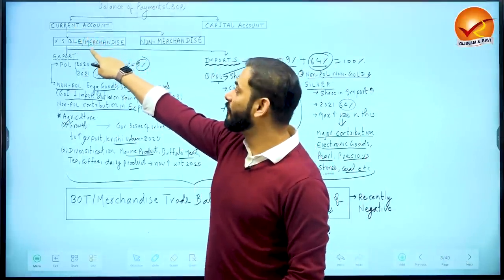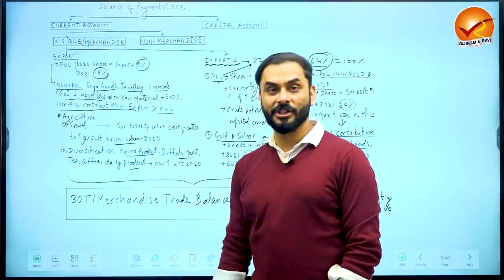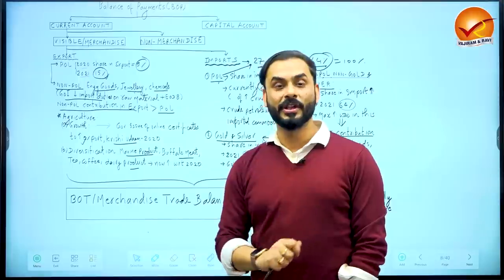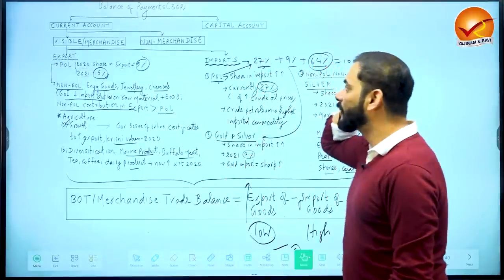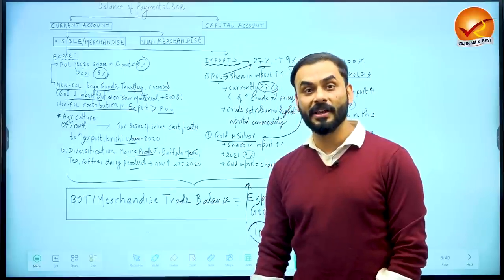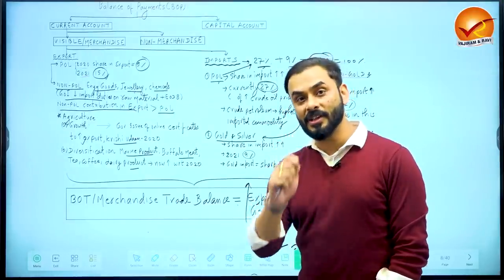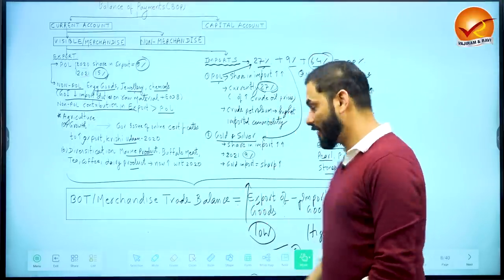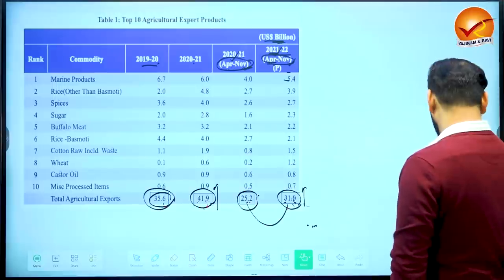In current account, what did we do? We have so far done visible or merchandise, which means export and import of goods. Now, guys, we are going to look into the export and import of non-merchandise, which means services, transfer, and income. Three things, right?